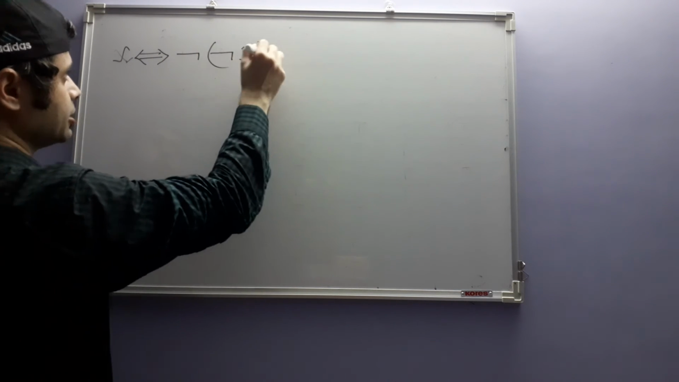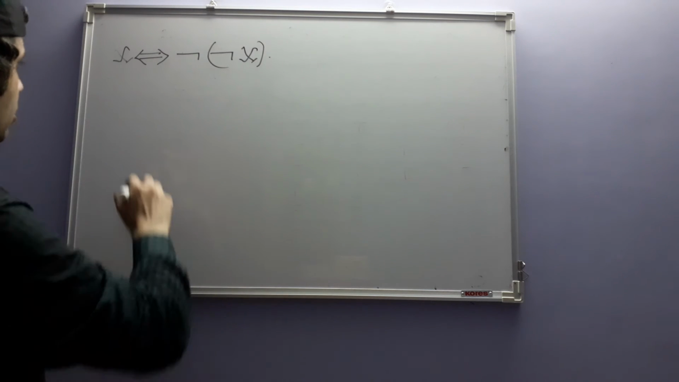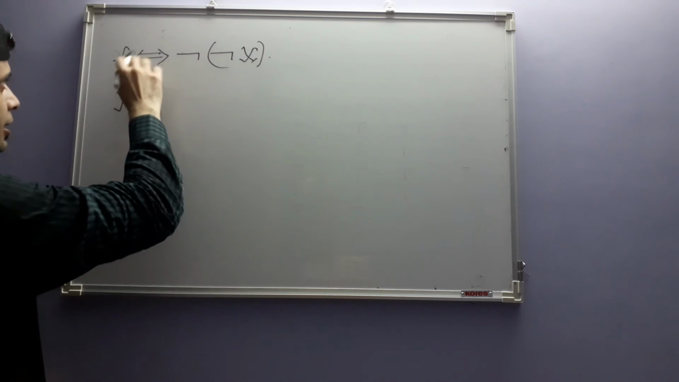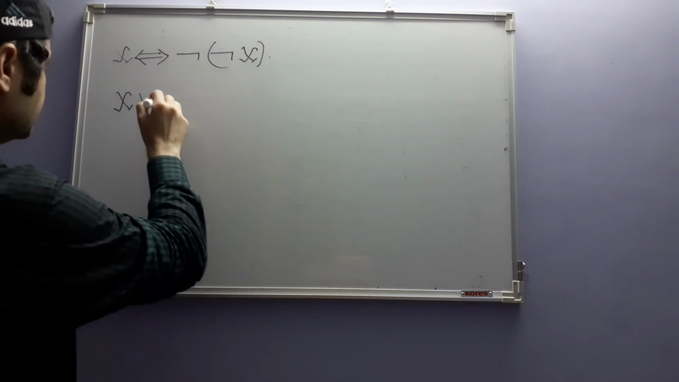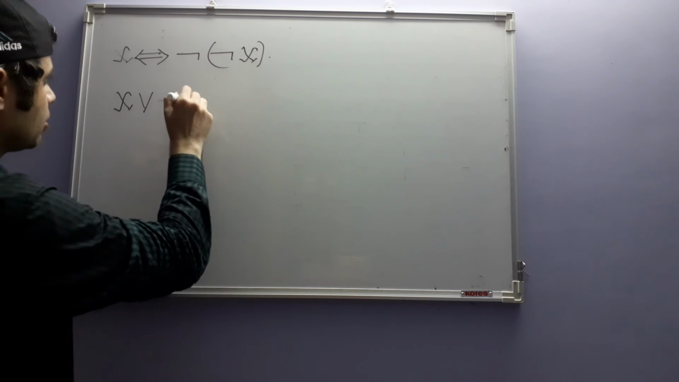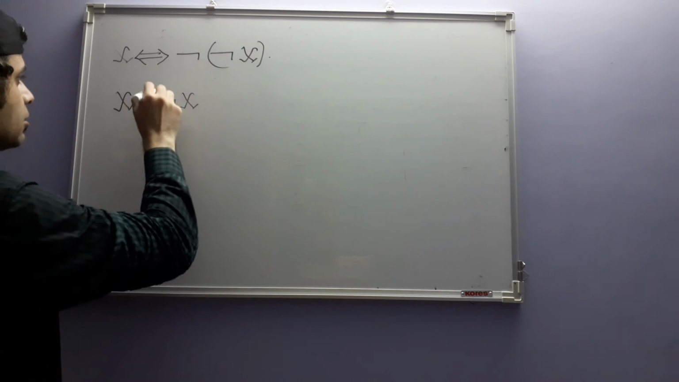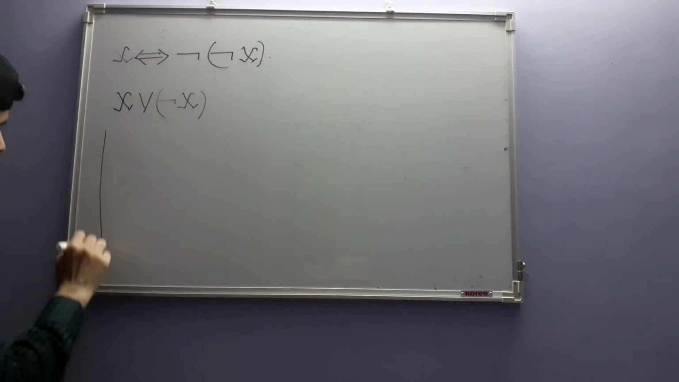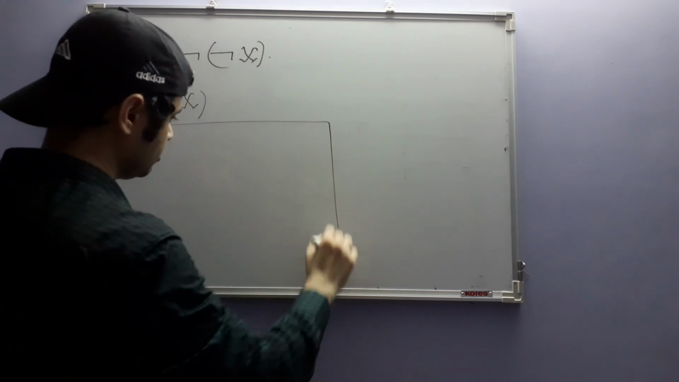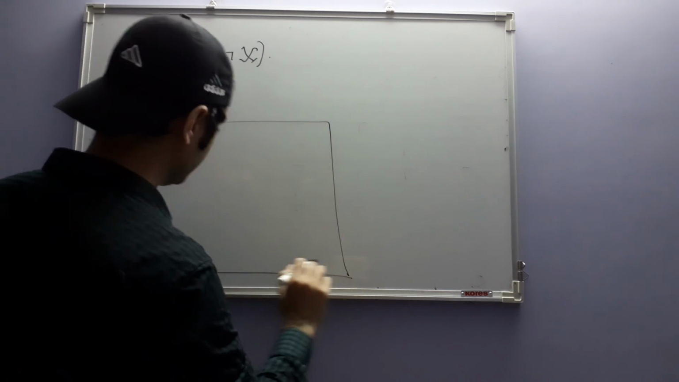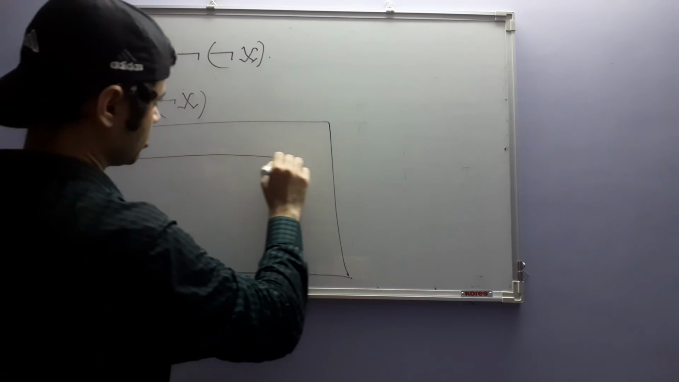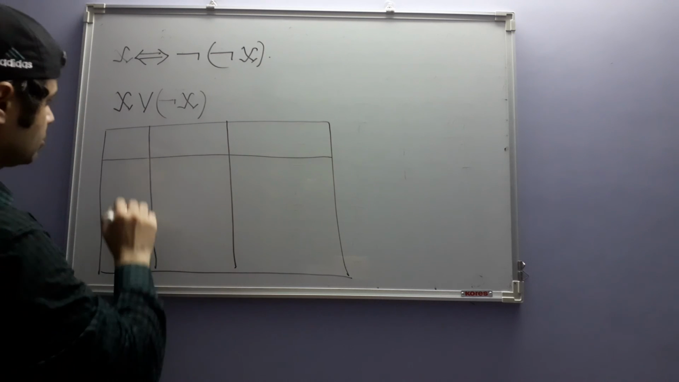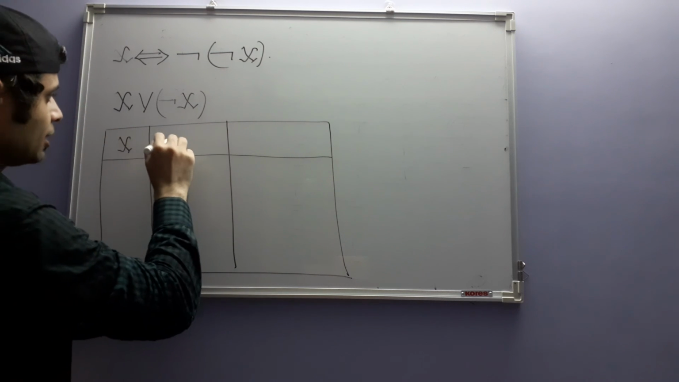The law of double negation. But the law of excluded middle, because it does not involve if and only if, I want to do it here. This one is always true. We have to see this. So here also we are going to form a truth table. It won't be that big. It will have only 3 columns. One for x, one for its negation.